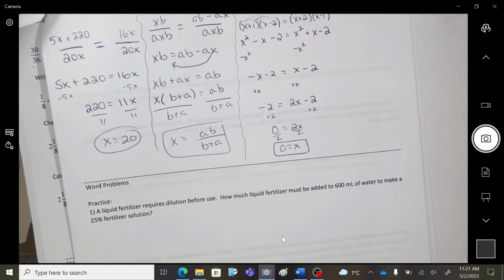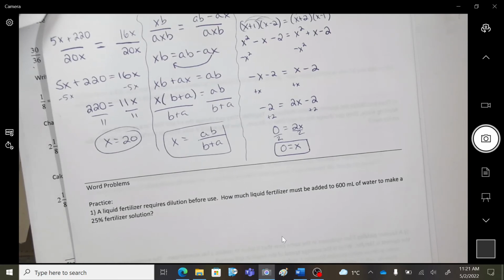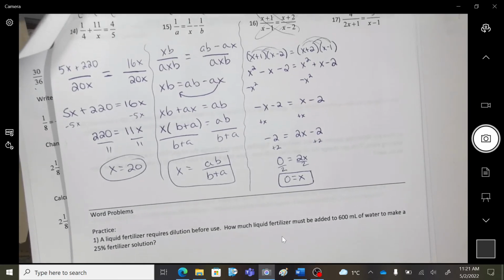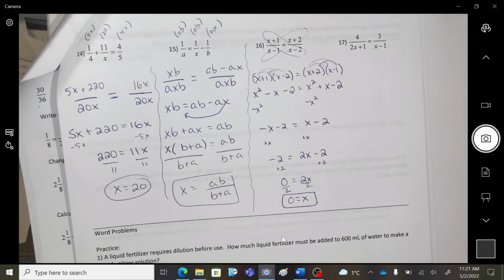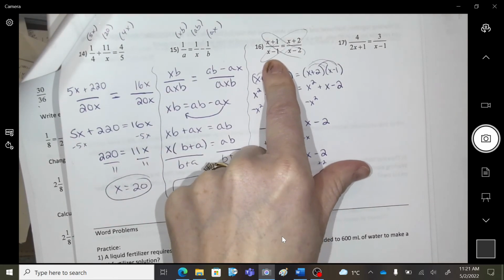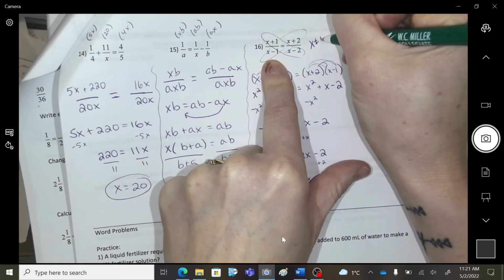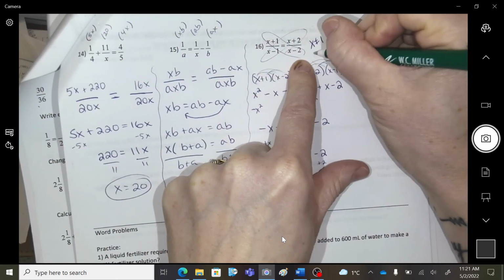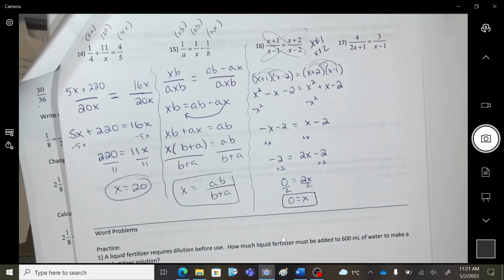Okay, that's okay. The answer is good. What am I not allowed to answer at the very end? What can't x be? It would not be allowed to be 1 or 2. So 0, that's okay to have.